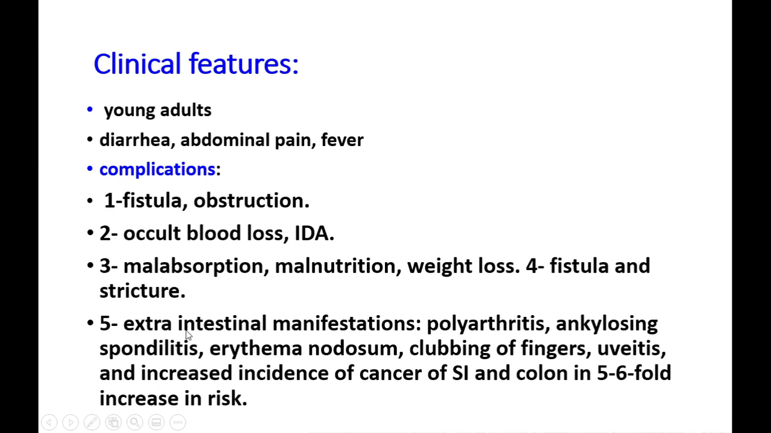Extraintestinal inflammatory manifestations are seen in both Crohn's disease and ulcerative colitis, including polyarthritis or migratory polyarthritis, ankylosing spondylitis, erythema nodosum, skin manifestation, clubbing of fingers, which is a sign of chronic disease, uveitis, and increased incidence of cancer of the small and large bowel. There is an increased risk by 5 to 6 fold, but the risk of cancer for ulcerative colitis is much more common.